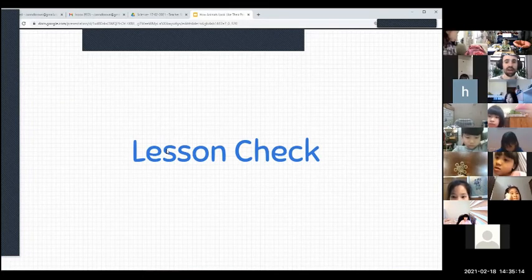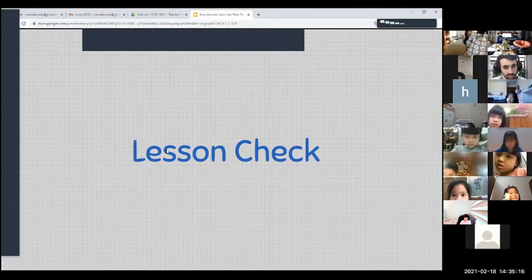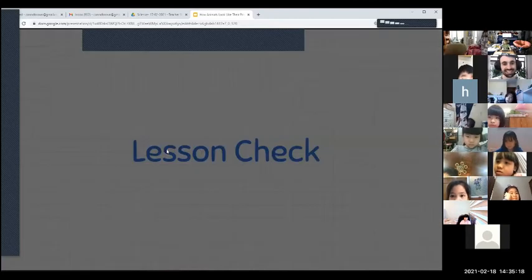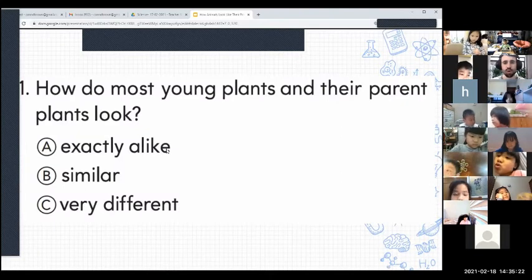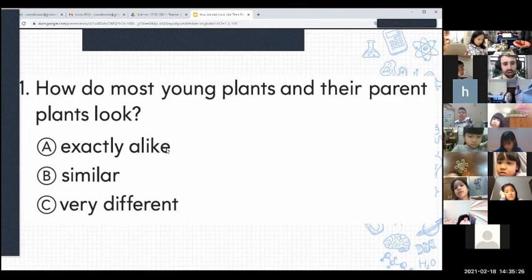So we have a few questions. This is from your homework a few weeks ago. This is the lesson check for your lesson. So let's go over the answers together. We have number 1. Let's have Harry read number 1.